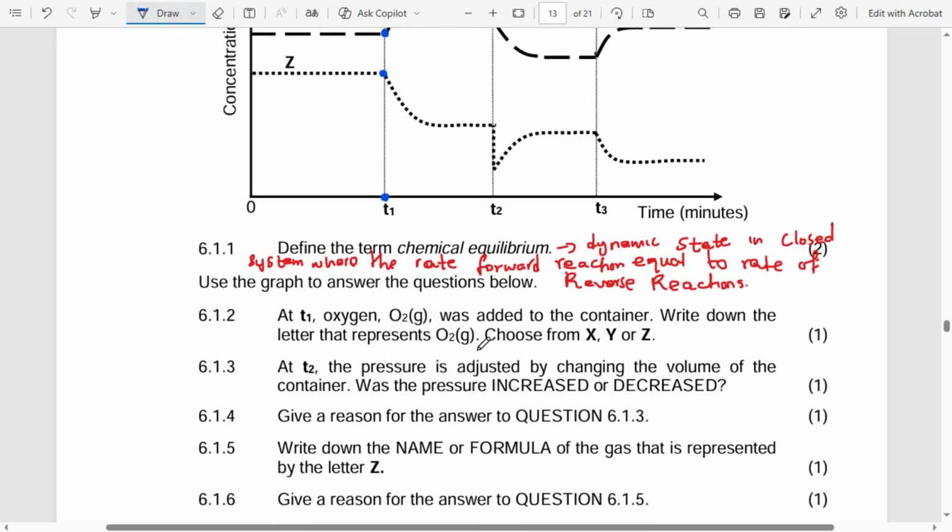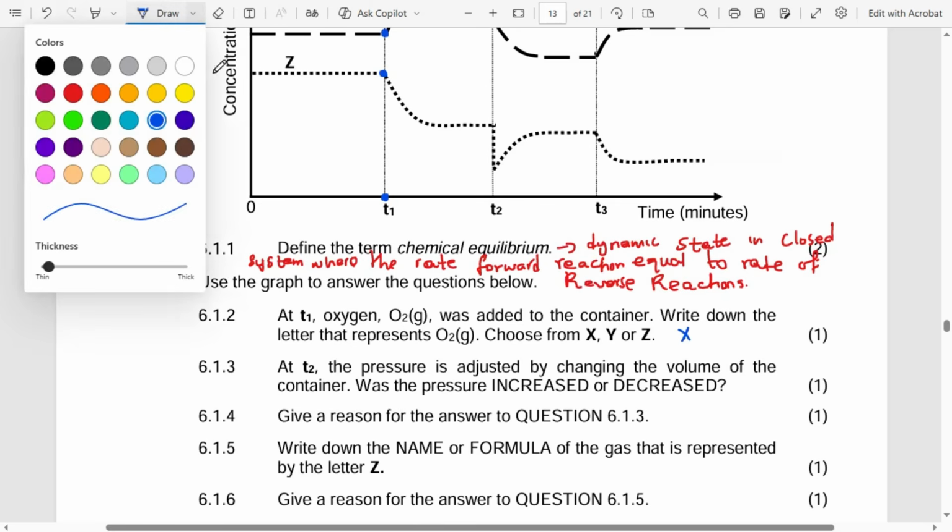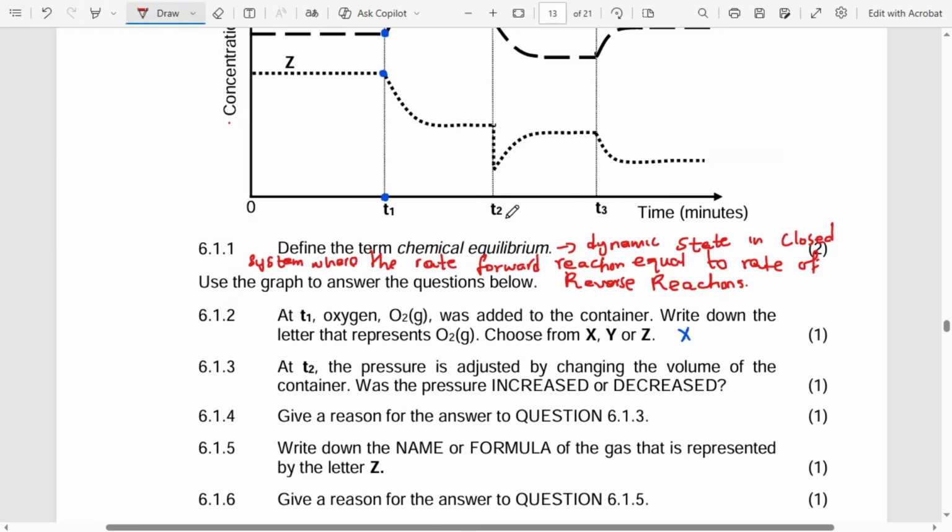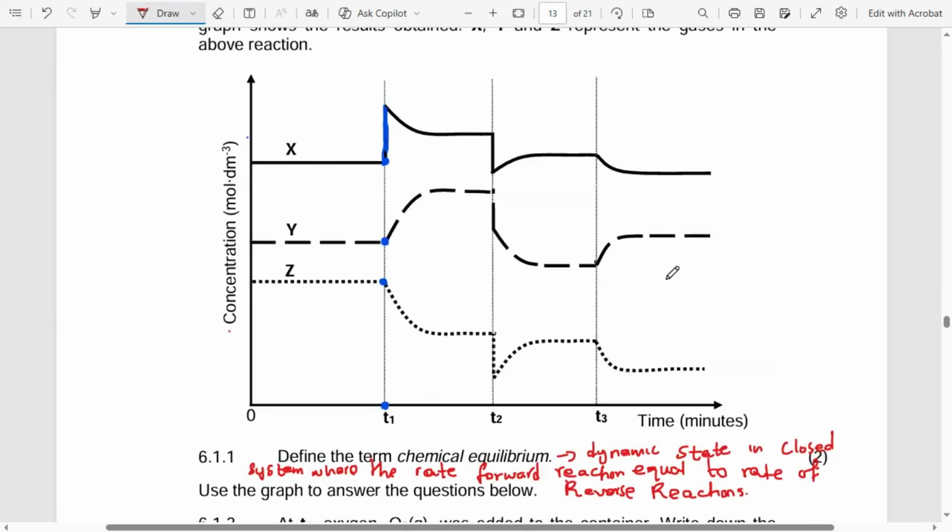So this tells you that the answer to this one is X. Right. At T2, the pressure is adjusted by changing the volume of the container. Was the pressure increased or decreased? Let's go and indicate that T2, then we'll take it from there. At T2, so this is my T2.